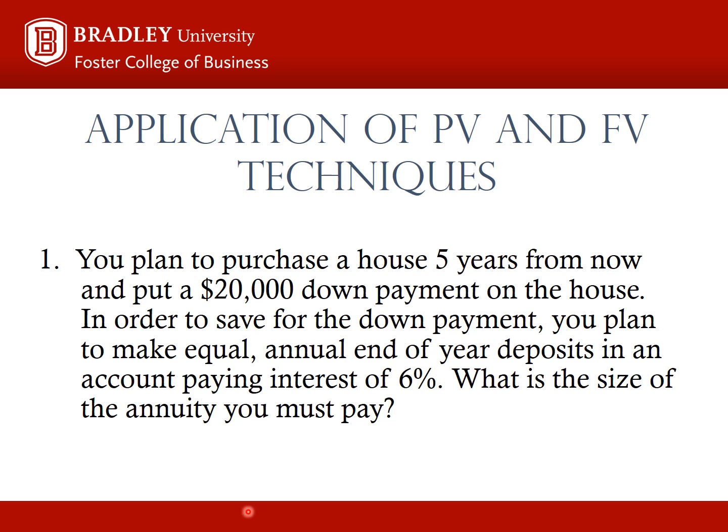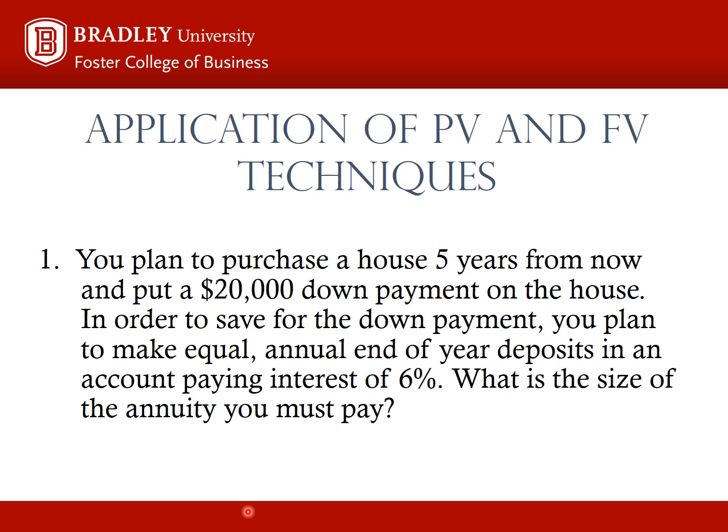So let's say you want to purchase a house 5 years from now, and you want to put $20,000 down on the house. In order to save for the down payment, you plan to make equal annual end-of-year deposits into an account that pays interest of 6%. What is the size of the annuity you must pay?